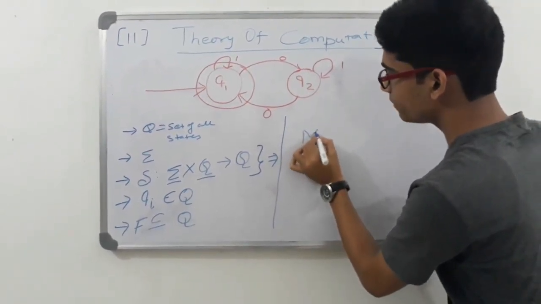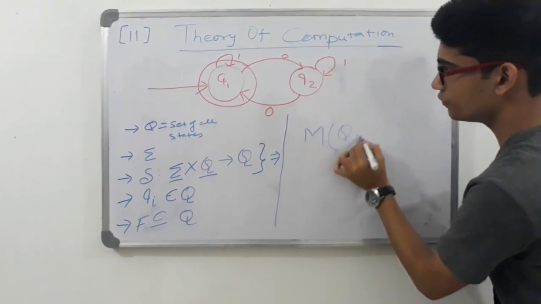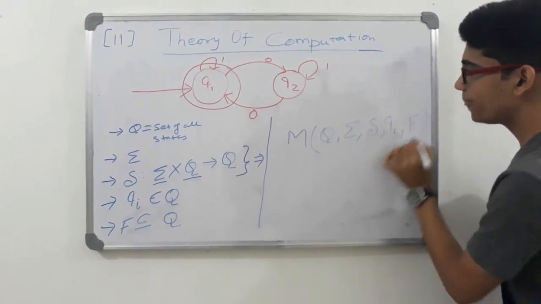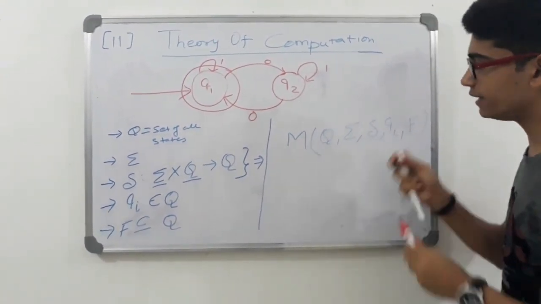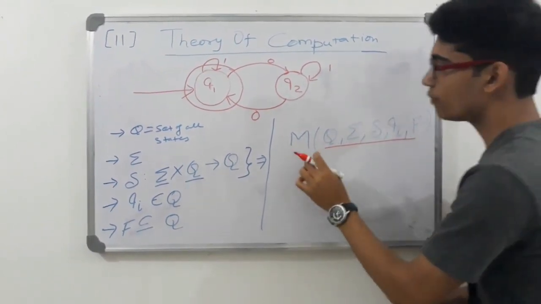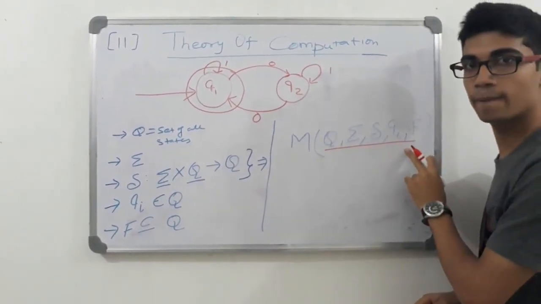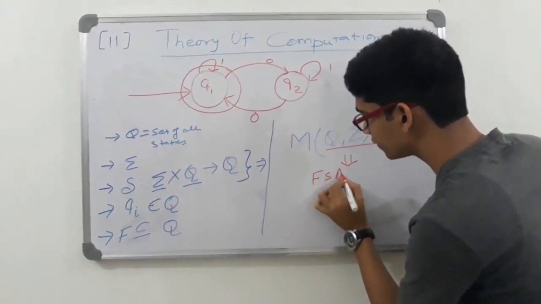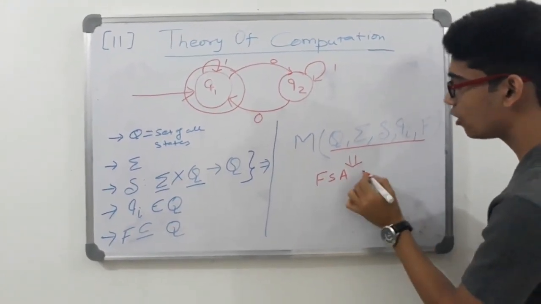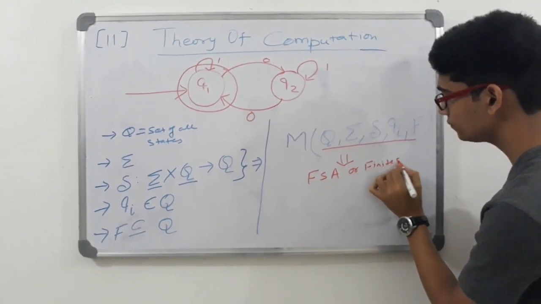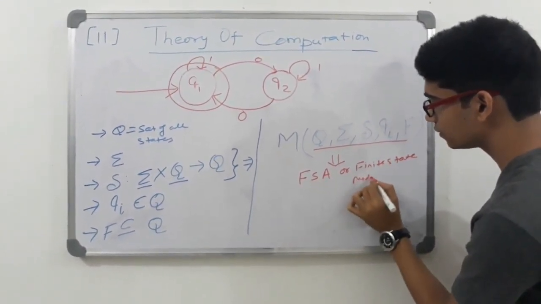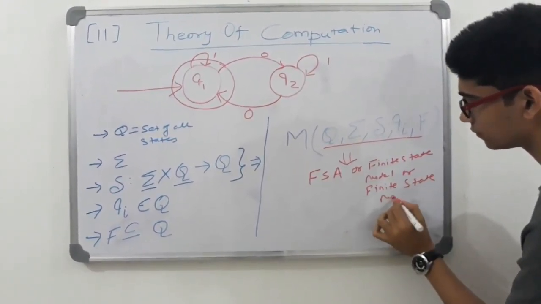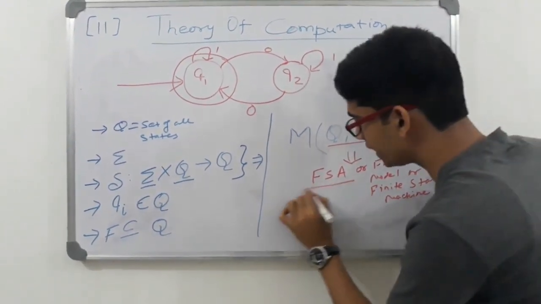So we have designed a model or machine which is characterized by Q, sigma, delta, qi and F. Now we have formally defined all these terms. This is the model characterized by this 5-tuple, and this model we term as FSA, finite state automata, or finite state model or finite state machine. More formally, we say finite state automata.